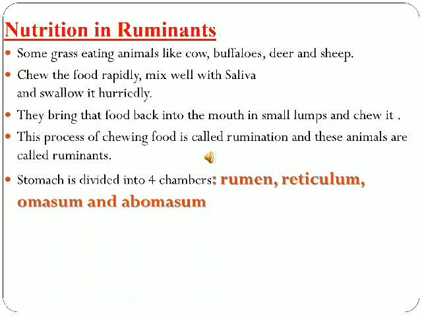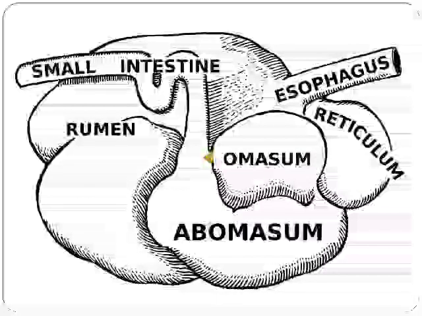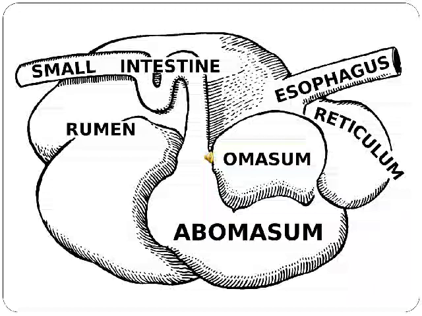This is a little bit of a compound stomach. You can see the image of the stomach of a cow. There are sections. The biggest one is the rumen, then reticulum, omasum, abomasum, the esophagus, that is the food pipe, and the small intestine. They also have a large intestine.